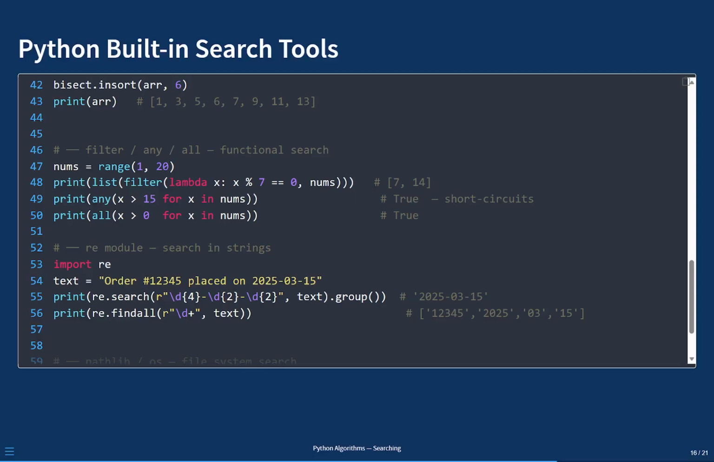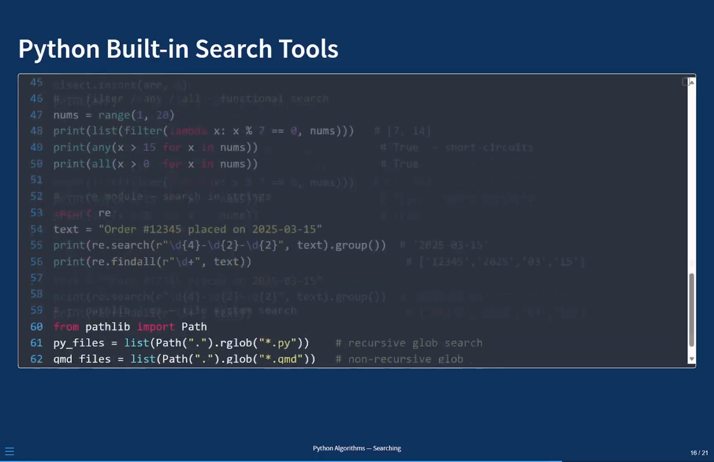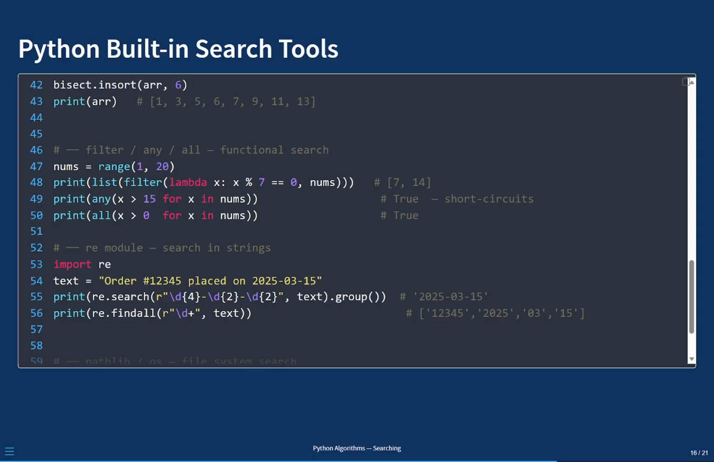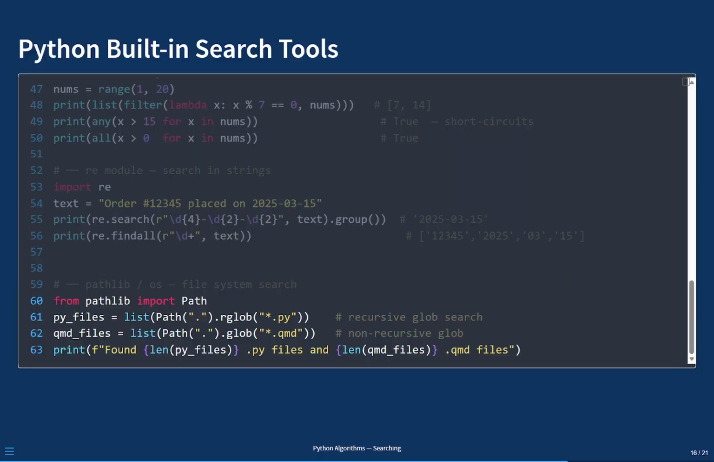re.search and re.findall search within strings, using regular expression patterns. re.search finds the first match anywhere in the string. re.findall returns all non-overlapping matches as a list. pathlib.Path.glob and rglob do pattern-based file system search: glob for one directory, rglob for recursive.